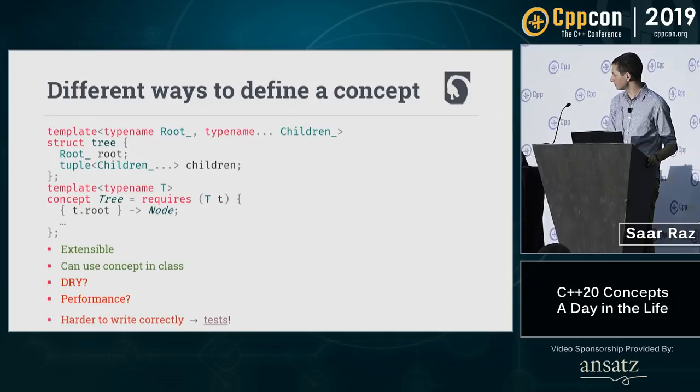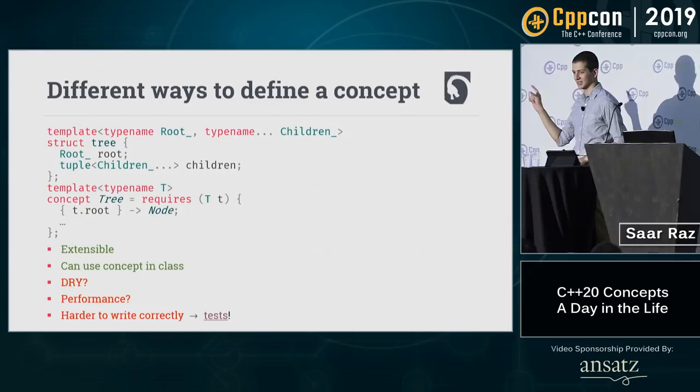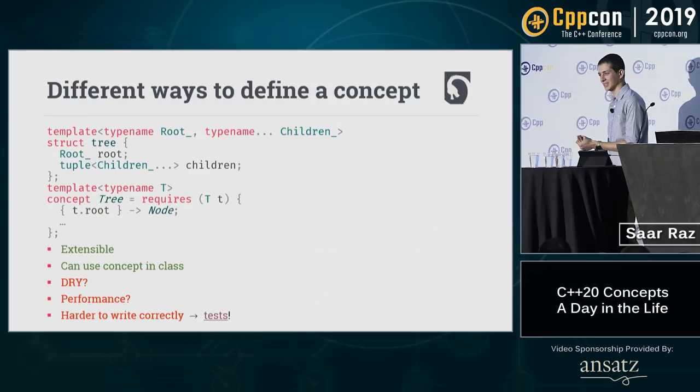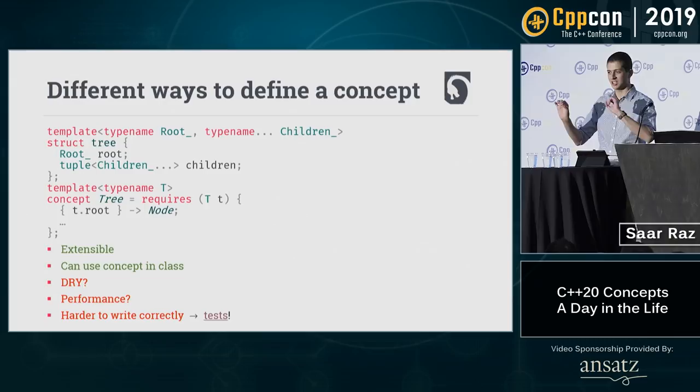And another caveat here is that it is harder to write a concept correctly. Before, you couldn't get it wrong, right? You define the concept to be anything that is a tree. But here, you could get it wrong. You could do something in the concept that makes specific instantiations of tree not be a tree. So you can have problems here.